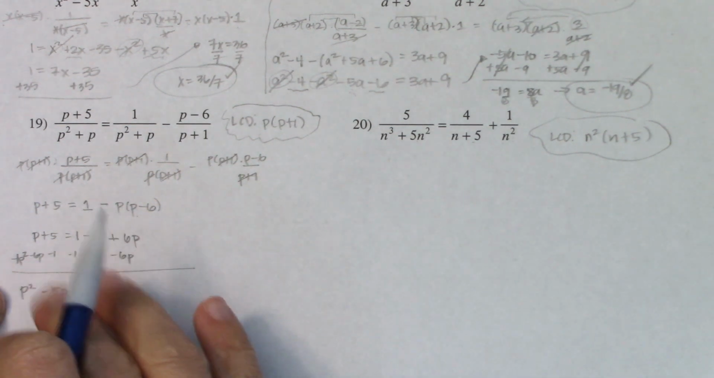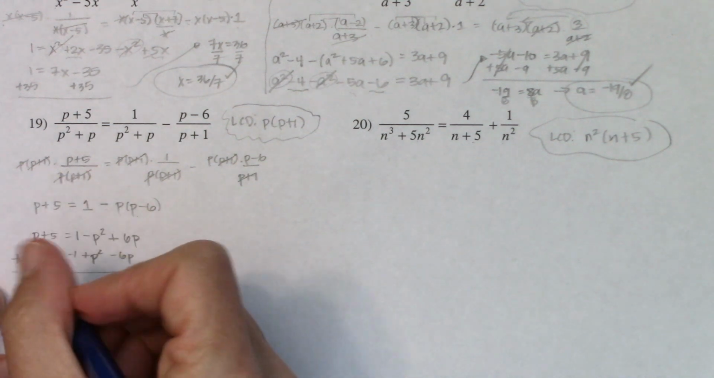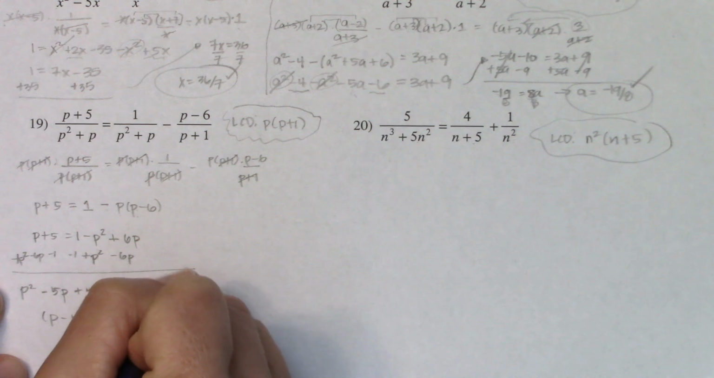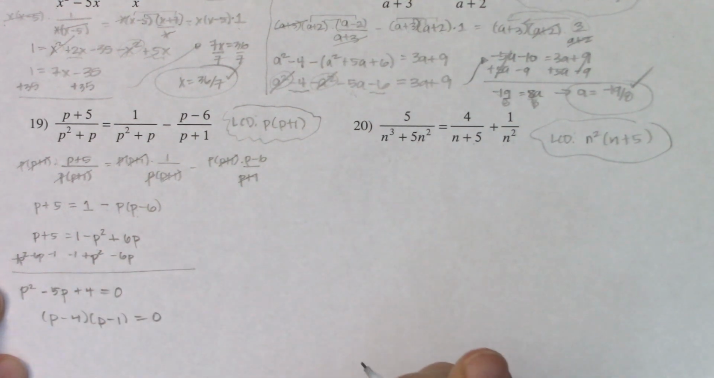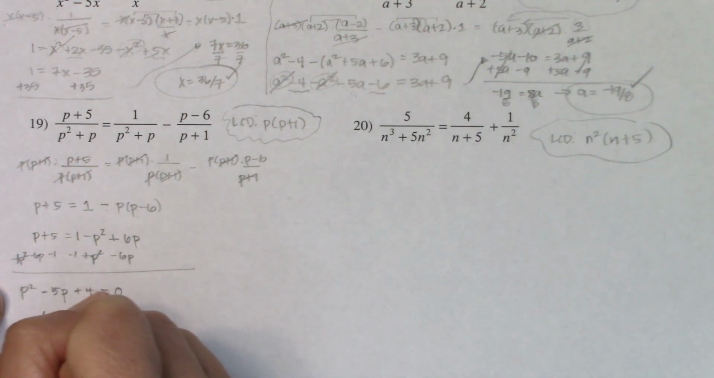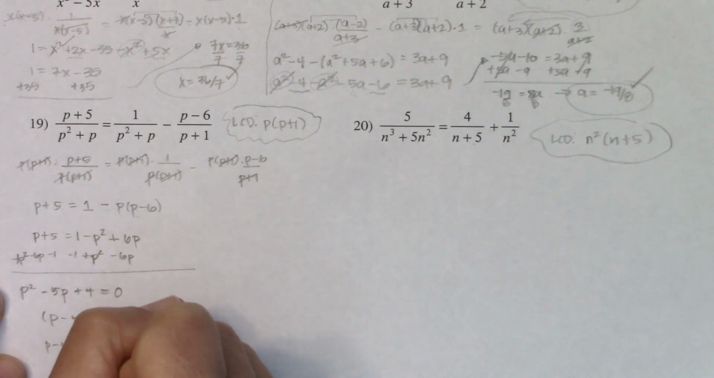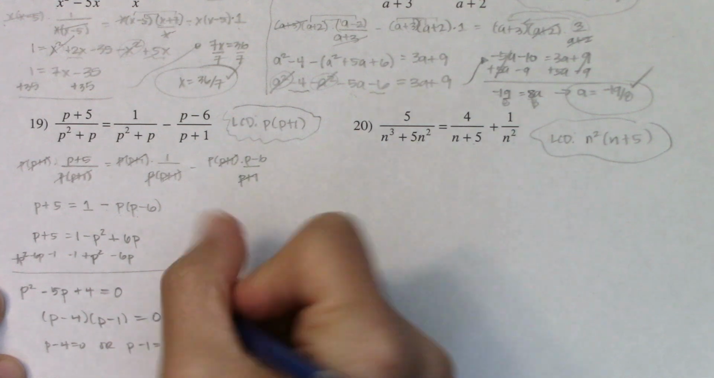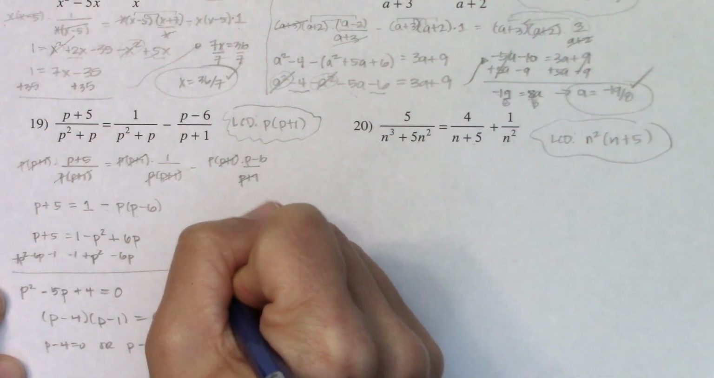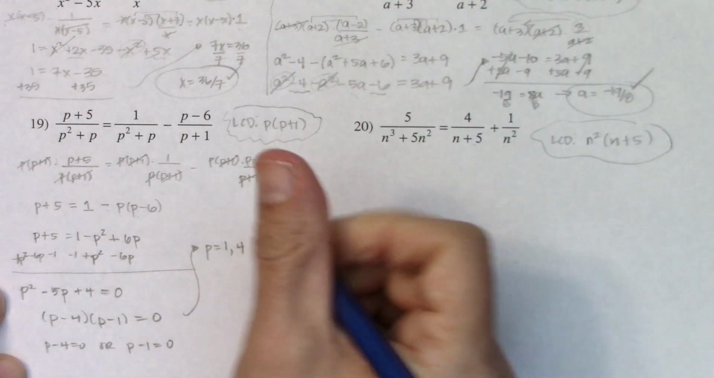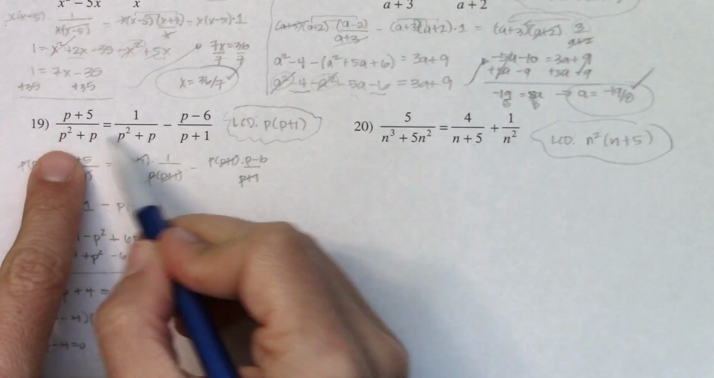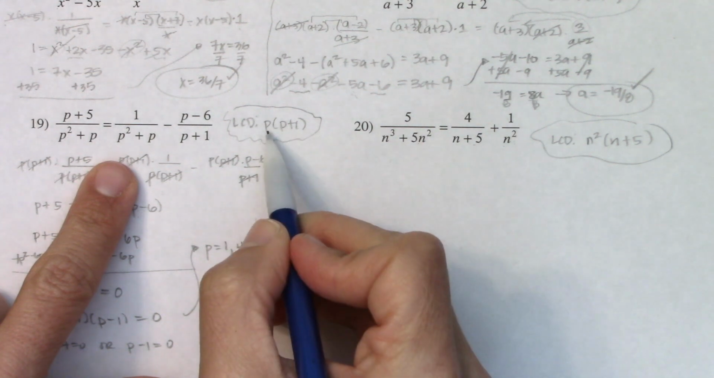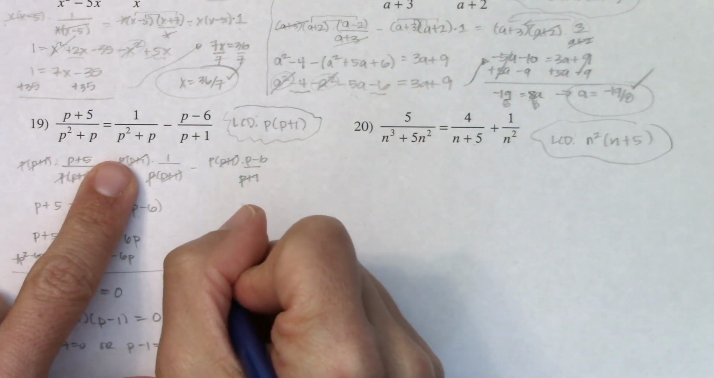At this point, you can factor or use the quadratic formula. I'm going to factor, because I can see this is P minus 4 times P minus 1. When I set each of those factors to 0, either P minus 4 is 0 or P minus 1 is 0, I get that P is either 1 or 4. Both of those are fine answers, because I just need to worry about if I got 0 or negative 1, then I would throw those answers out.